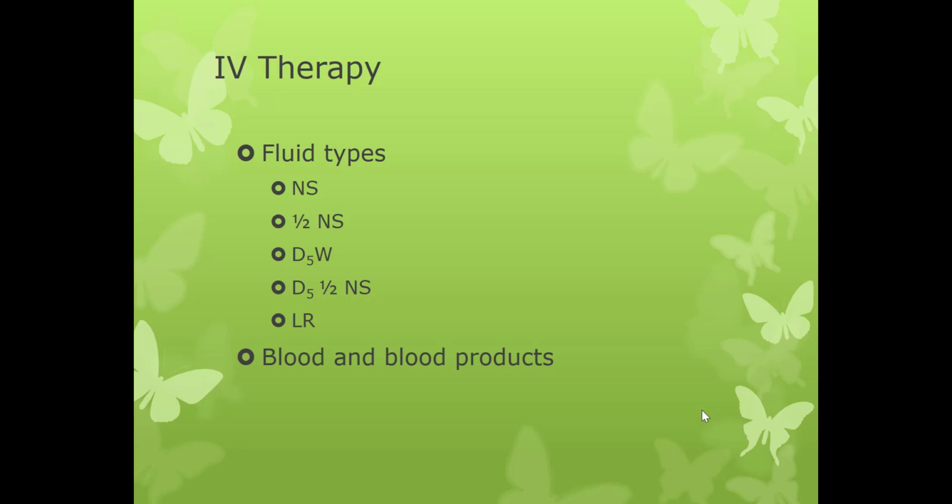So you need to be able to recognize that normal saline is 0.9% sodium chloride solution. So therefore, half normal saline, do the math, is 0.45% sodium chloride solution. D5W is 5% dextrose in water. D5 half normal saline would then be 5% dextrose and 0.45% sodium chloride solution. So it's going to be all mixed together.